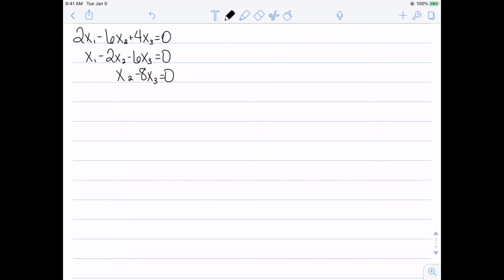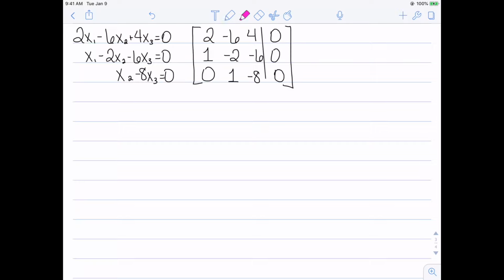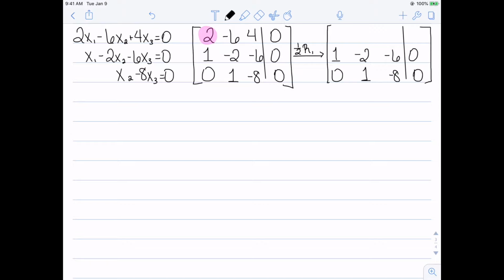So here's my homogeneous system. And I want to solve it and see if it has a non-trivial solution. Well, the first step is to move it to an augmented matrix. Now that we have the augmented matrix, we need to turn the first row, first column into a 1. And we'll do this by multiplying the first row by 1/2. We know the second and third row won't change, so they'll stay the same. And we then just divide the entire first row by 2. That then gives us 1, -3, 2, 0.